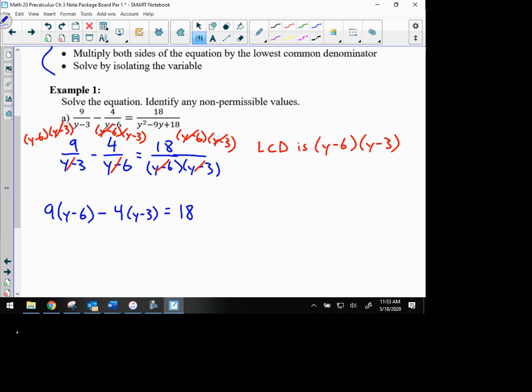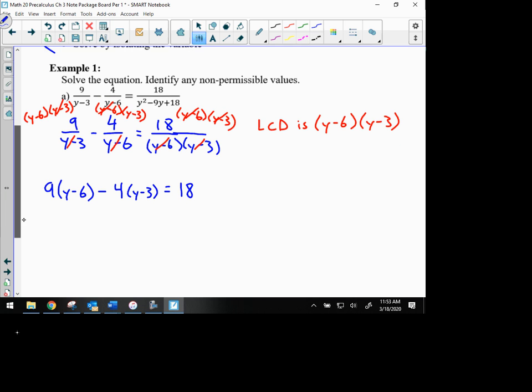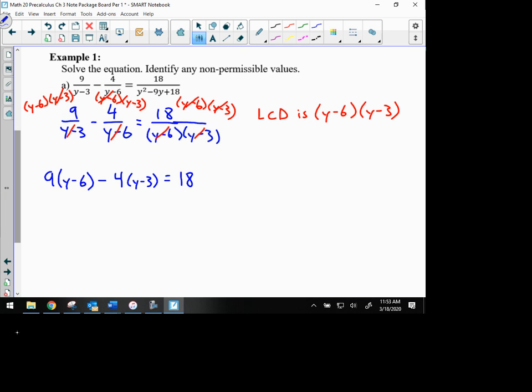So now we have an identical equation, but without any denominators. We've multiplied everything by what was necessary to eliminate those denominators. And now we have an equation we can solve just by conventional methods. Don't have to worry about any denominators. Simplify both sides and isolate y.